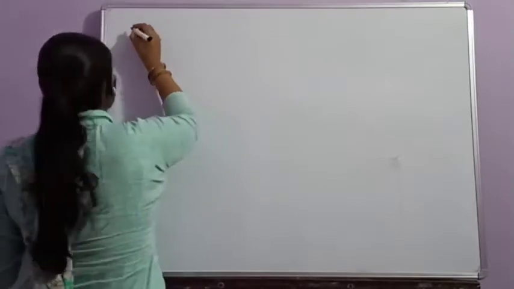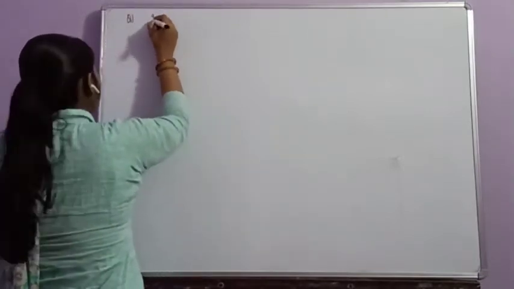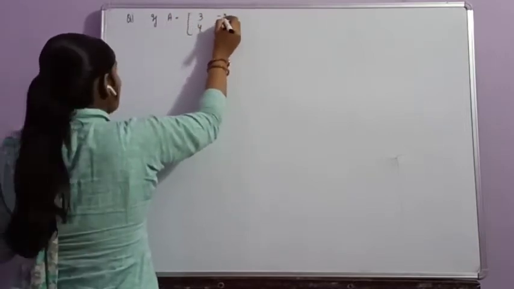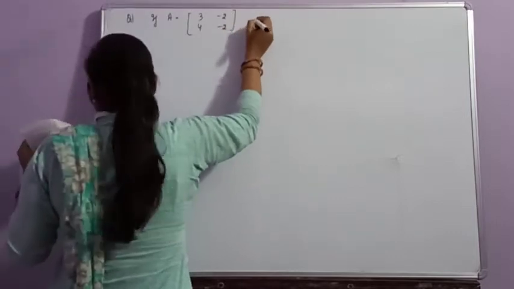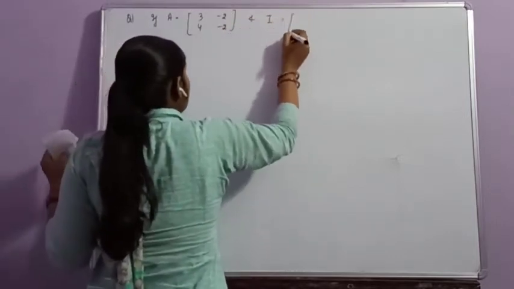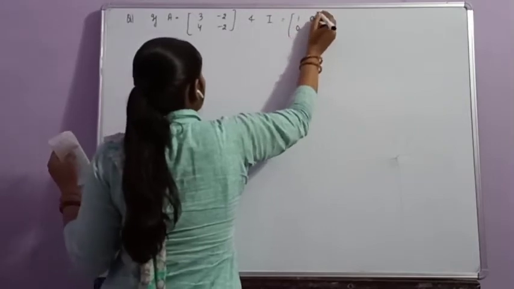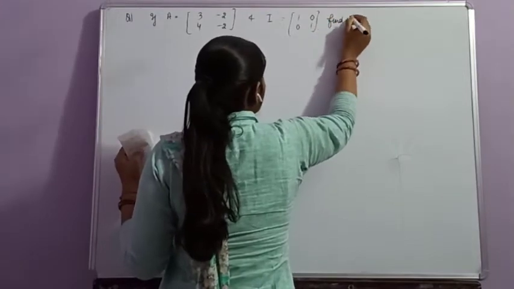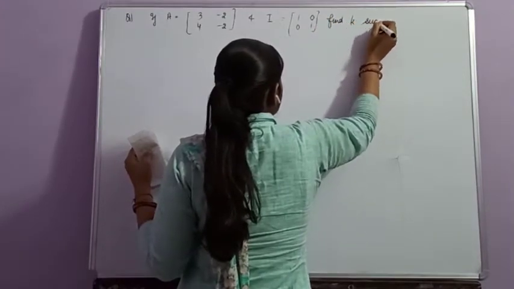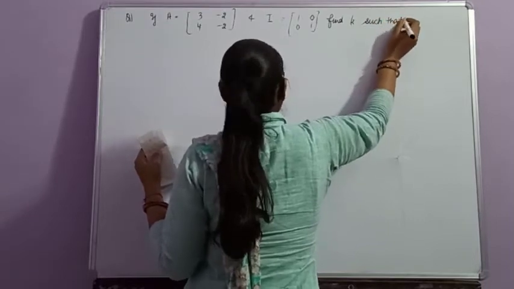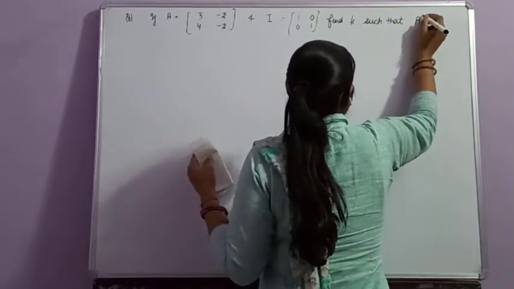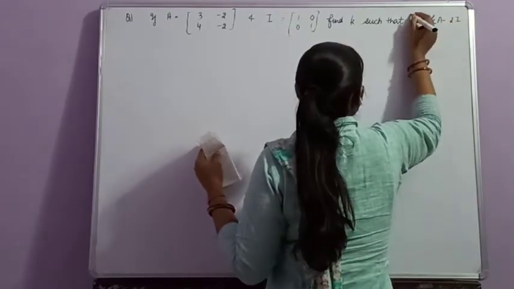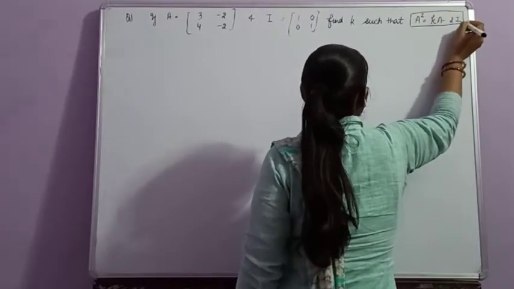First question is, if A is equal to [3, 4; -2, -2] and I is the identity matrix of order 2, find K such that A square is equal to KA minus 2I. That is the relation given to us.